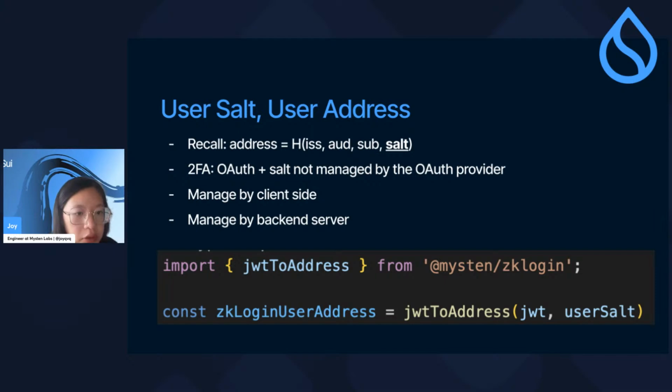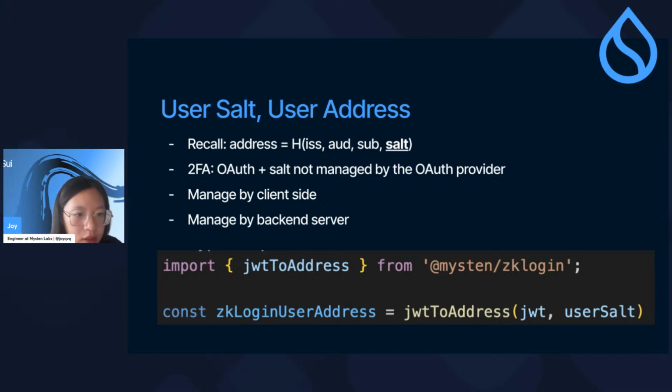And now we want to introduce this small detail here. We call it a user salt. This is a value introduced to decouple your Web2 identity from your on-chain address. Why is this the case? We don't want people to be able to derive your on-chain address directly from your Google subject ID, which is globally unique for you.